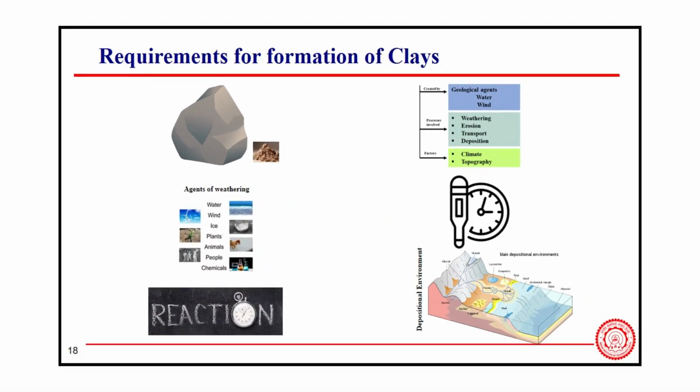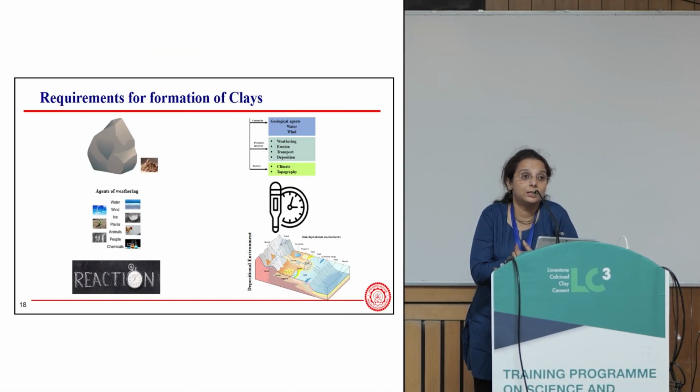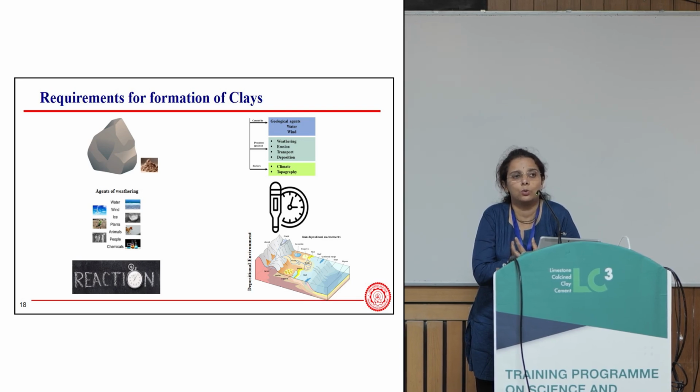So for the conditions for the formation of clays, yes, we need a parent rock which alters and forms secondary clay mineral deposits under different climatic conditions. We need agents of weathering in different environmental conditions. If we talk about the aeolian environment condition, that is more dominant in arid climatic condition. In humid climate, water is the most important agent, and sometimes organisms, humic acid, fulvic acid are also responsible for the weathering of the clay minerals.